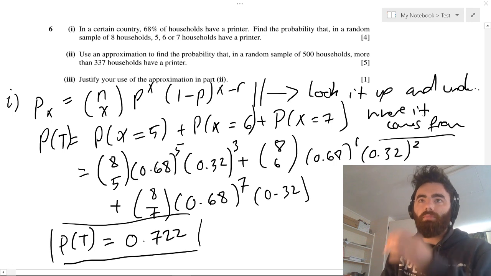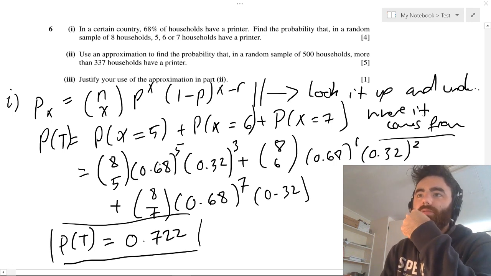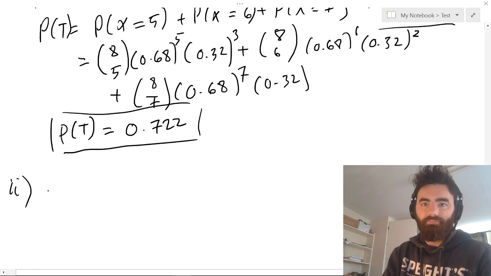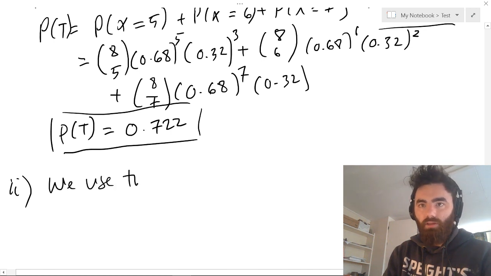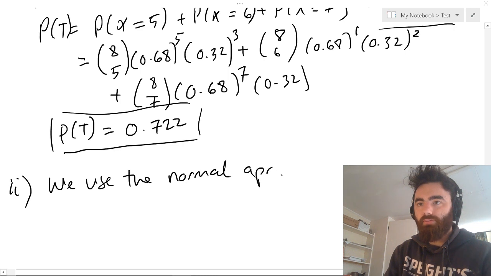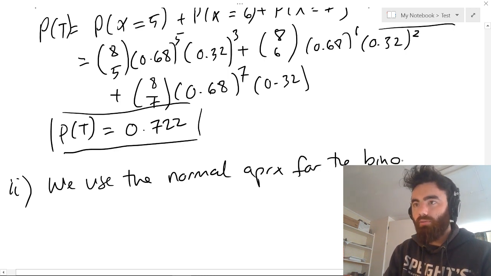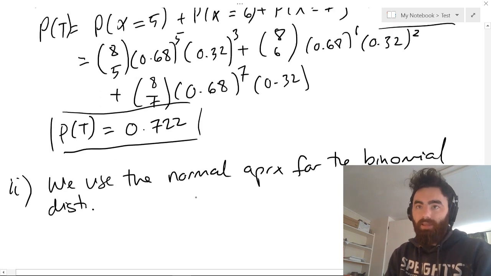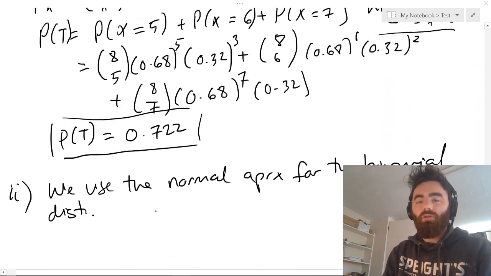Use an approximation to find the probability that in a random sample of 500 houses or more, there's 337. Okay, cool. So in this case, we use the normal approximation for the binomial distribution. Again, the reasons that we do that, you can look those up.